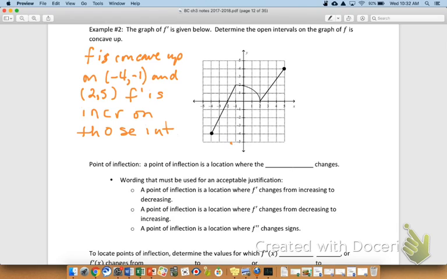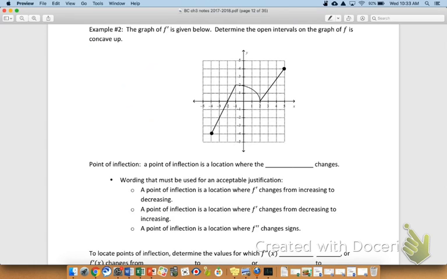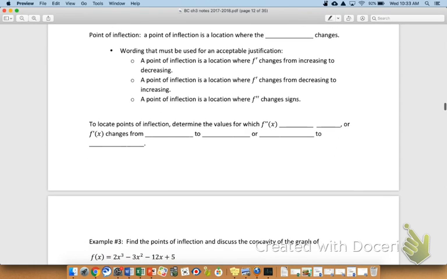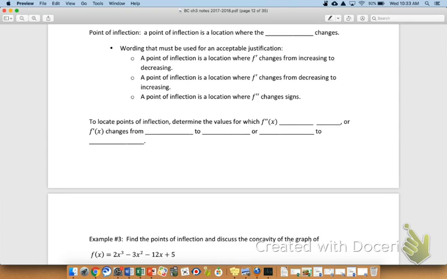Lovely. Awesome. Okay. So let's talk a little bit about points of inflection. Again, see if you can fill in some blanks here. This is all very conceptual. We'll do an example here where we actually try to find some of these. Point of inflection is a location where the blank changes. Concavity. Yep, that would be an apt description.